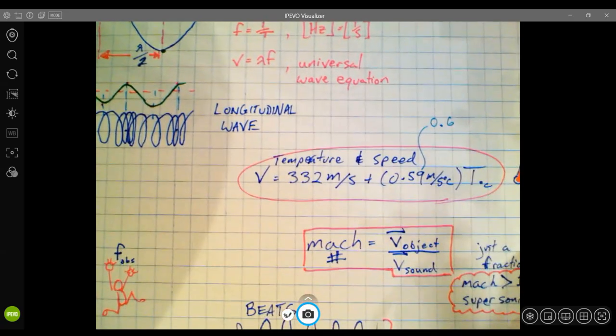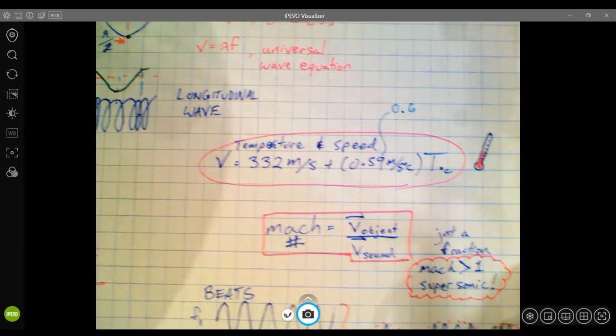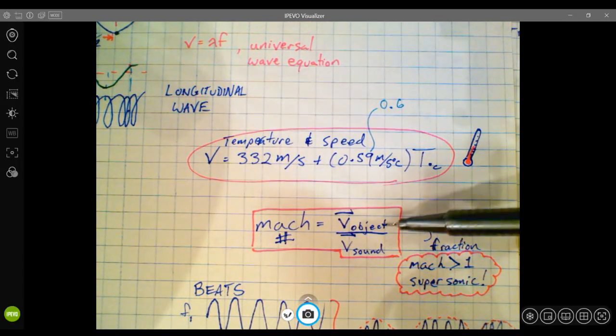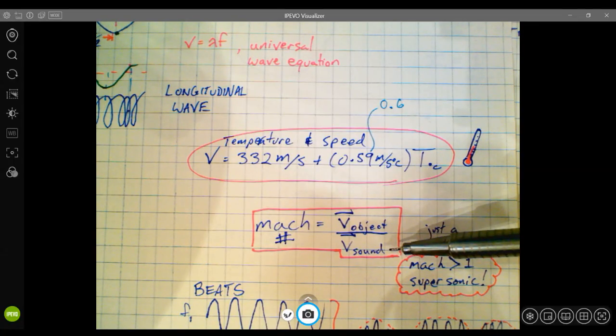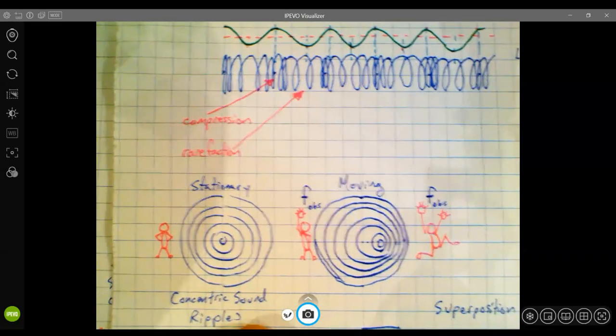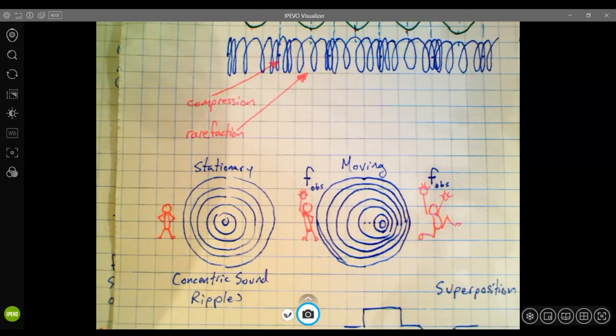We also talked about Mach numbers, and just a reminder that Mach number is really just a ratio. It's a fraction of how fast an object goes compared to the speed of sound. Anytime you have a Mach number that's greater than 1, you're traveling supersonic, faster than the speed of sound. Of course, a sonic boom only happens when you pass through Mach 1. It doesn't happen again when you get to Mach 2. I'm going to jump over to the other side of the page here and talk about this idea of the Doppler effect.